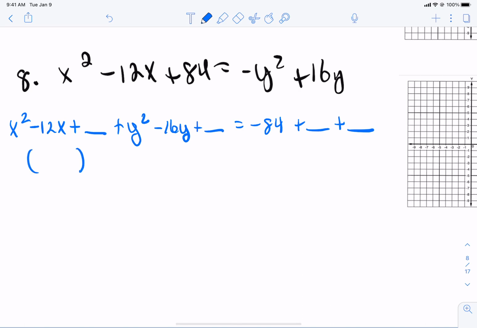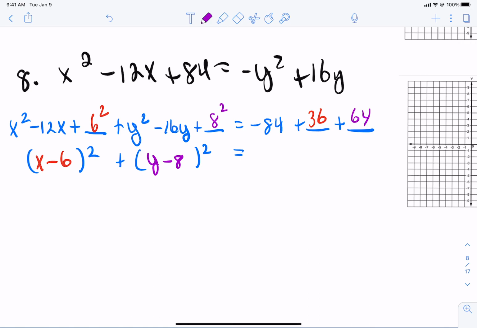Now let's get ready. Make a perfect square underneath the x's, perfect square underneath the y's, and let's go for it. For the x's, here's our key number. Half that number goes underneath, so x minus that number. 6 squared fills the spot, so a 36 goes on the right. 6 squared is 36. Now let's do it for this one. So here's our key number. Half of negative 16 is negative 8. Negative 8 squared, which is positive 8 squared, is 64. Now on the right side, we have a negative 84 plus a 36 plus a 64, which is 16. I just threw that in the calculator, add those up.